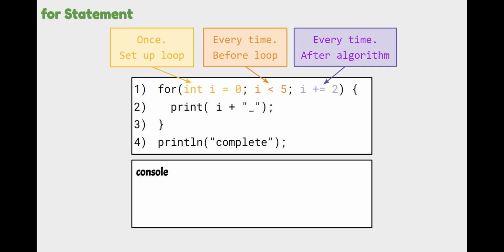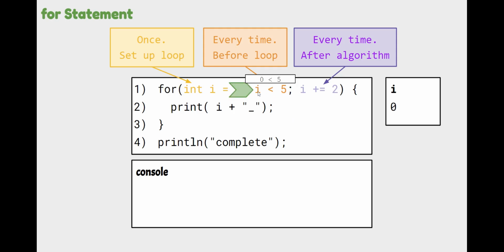To run through this code like the computer would, we first set up our loop using our initialization statement, int i is equal to 0. So i goes into stack memory with the value of 0. That happens one time. We will not do that again for this for statement.